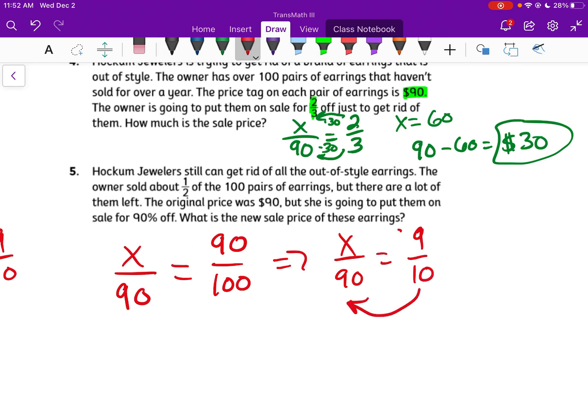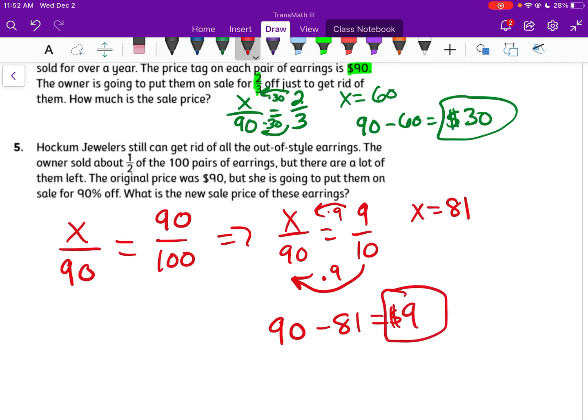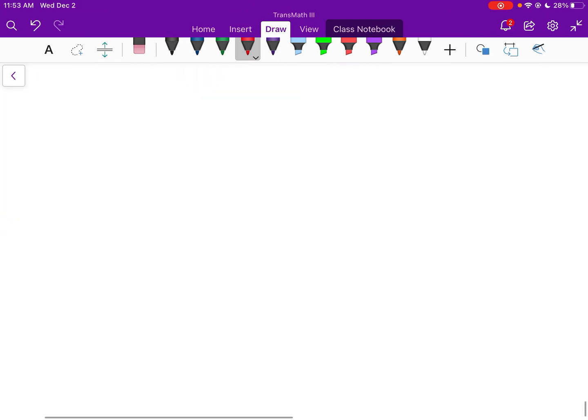Now I can use my horizontal. 10 times 9 is 90. 9 times 9 is 81. So we got a discount of $81. So our sale price, again, original price at 90 minus that discount of $81 to give us a total sale price of $9. All right.